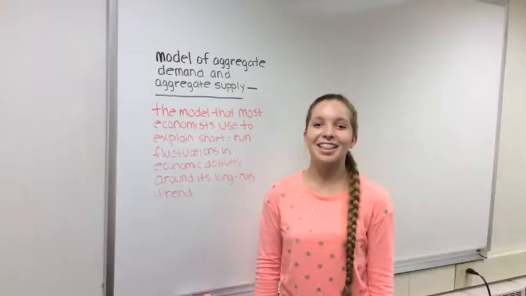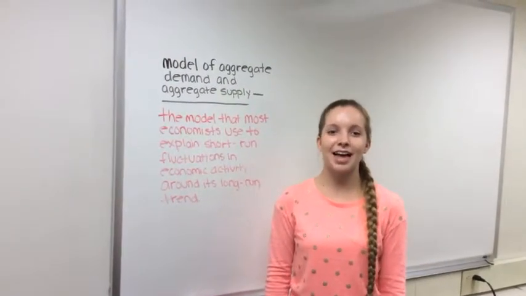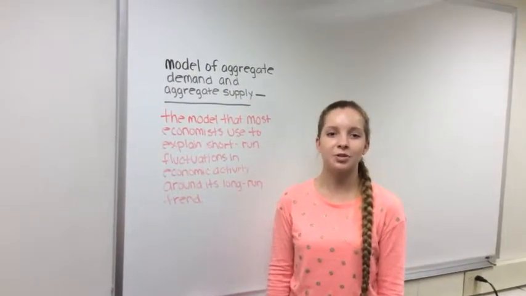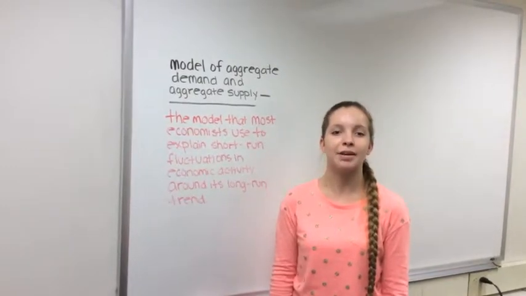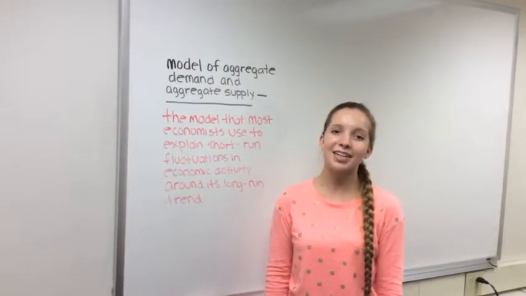Thanks, Brian. The model of aggregate demand and aggregate supply is a model that most economists use to explain short-run fluctuations in economic activity around its long-run trend. Back to you, Brian. Thanks, Veronica. Let's take a gander at one of the images our viewers sent in.